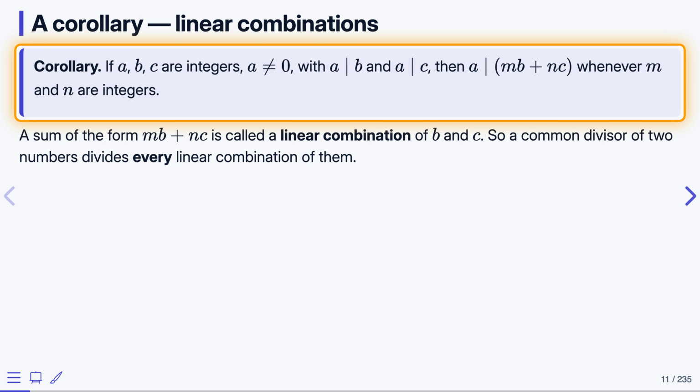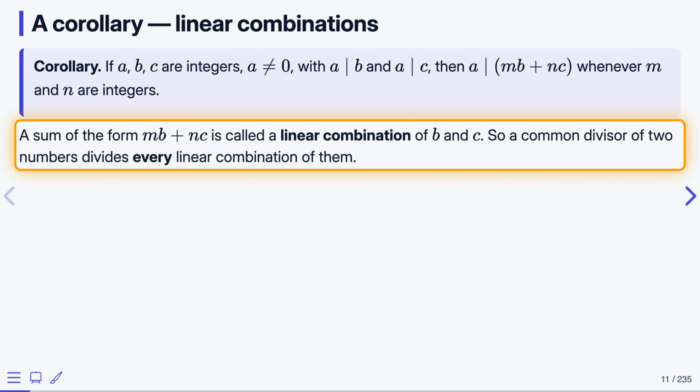Theorem 1 has a useful corollary. If a divides b and a divides c, then it also divides m times b plus n times c for any whole numbers m and n. A sum like m times b plus n times c is called a linear combination of b and c, so the short version is this. A number that divides both b and c divides every linear combination of them. We will lean on this idea many times in this chapter.